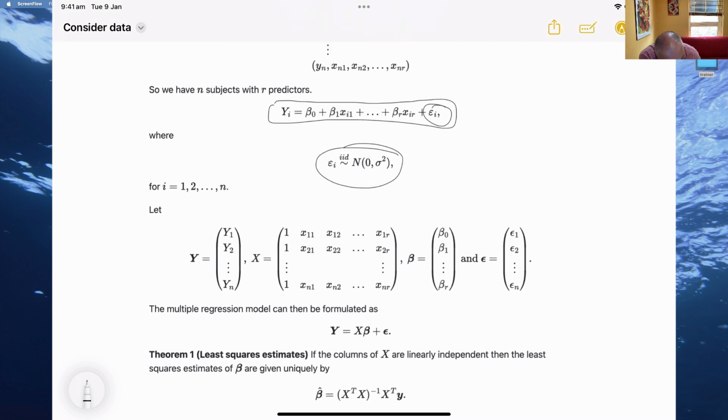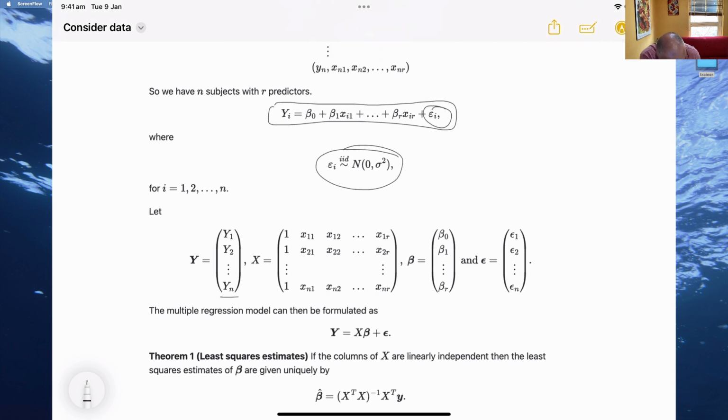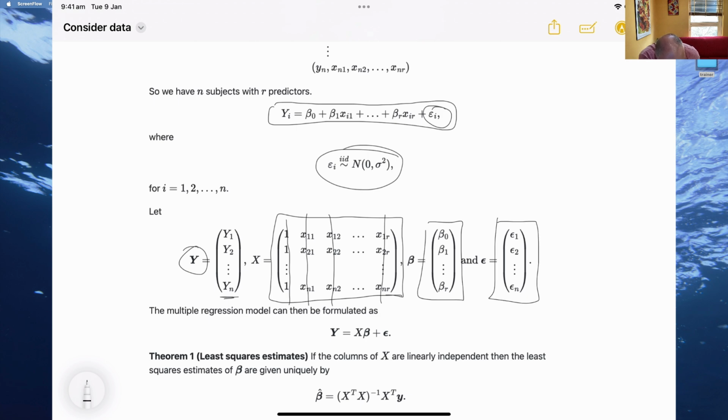So we can take all this information and we can write it as vectors. So first of all, I'm going to have a column vector of the responses, which I'm going to denote as y. I've got our design matrix here. So the first column is the intercept. This is all the first predictor, second predictor, all the way to the rth predictor. We've got a vector of coefficients, and then we've got our noise vector. And so this now can be written as y equals X beta plus epsilon, the standard linear model. And basically, if the columns of X are linearly independent, then the least squares estimate of beta is this thing here: beta hat equals (X transpose X) to the minus 1, X transpose y.